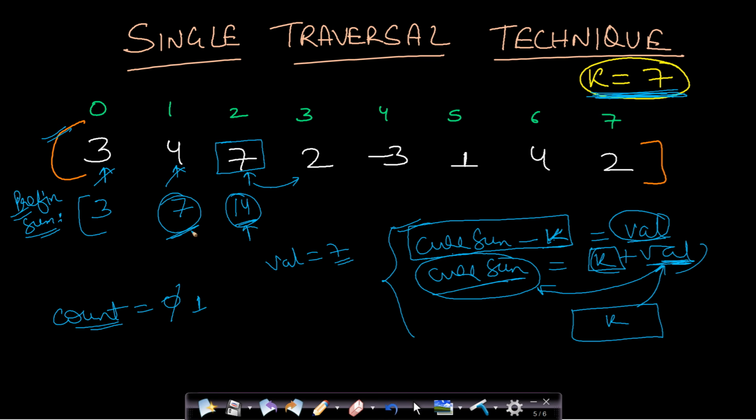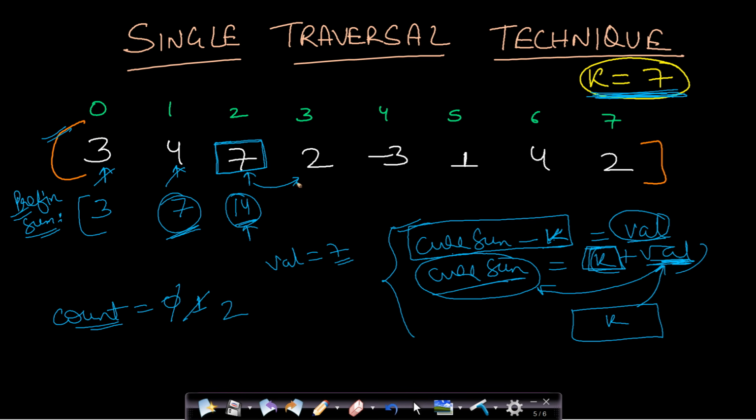Now this value is present, so it is sure that k will also be present as a subarray sum somewhere from this starting index to this current index. So yes, it is present as a single element only. So therefore we will increase this count value by 1. I hope you are understanding it.